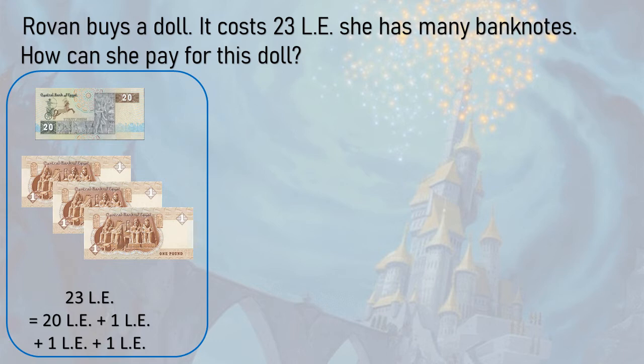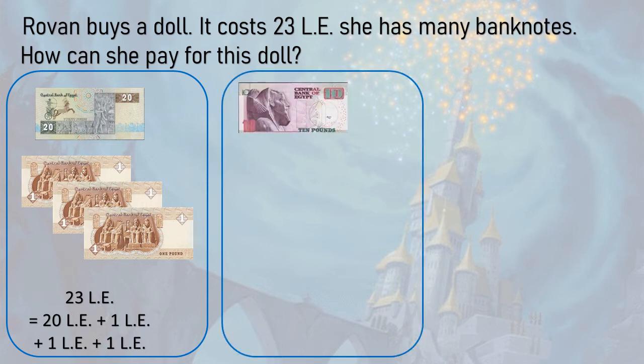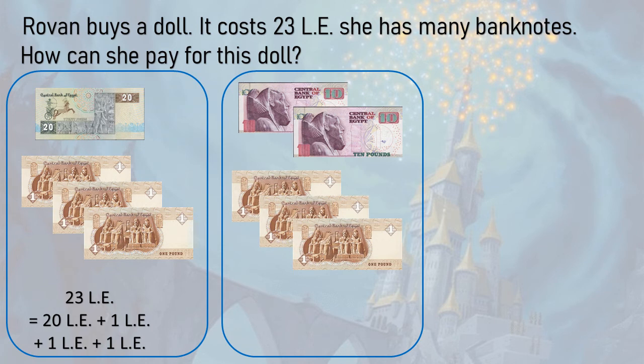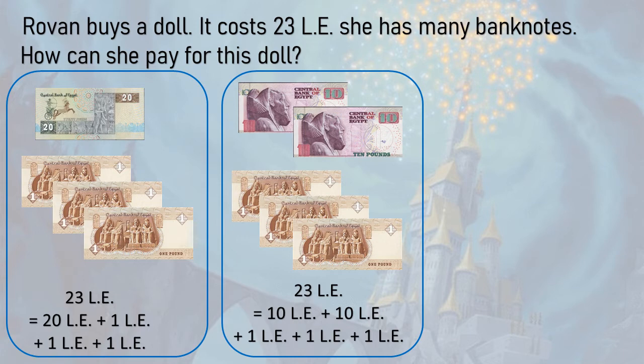What if Rowan doesn't have 1 banknote of 20 Egyptian pound and 3 banknotes of 1 Egyptian pound? If she has 1 banknote of 10 Egyptian pound and 10 Egyptian pound, that makes 20, right? So she needs 3 papers of 1 Egyptian pound to create 23 Egyptian pound, because 23 equals 10 plus 10, 20, 21, 22, and 23. So that is 23 Egyptian pound.